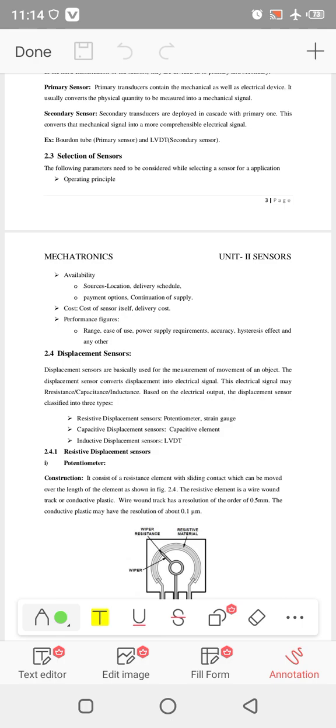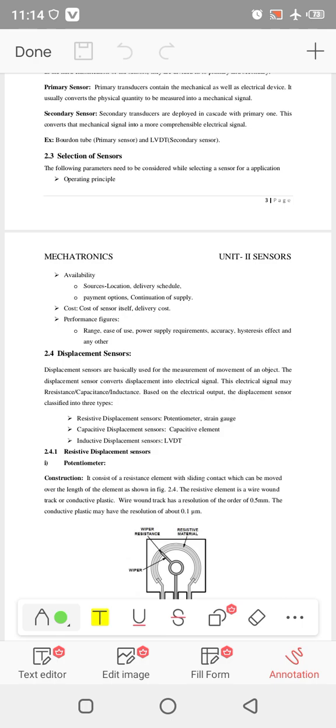We select sensors based on different criteria. We will express some of them or most of them. The operation principle is a parameter to consider while selecting a sensor for applications. When we select for our projects or other applications, we should consider the operating principle, or how our sensor can operate. This is one of the selection considerations.